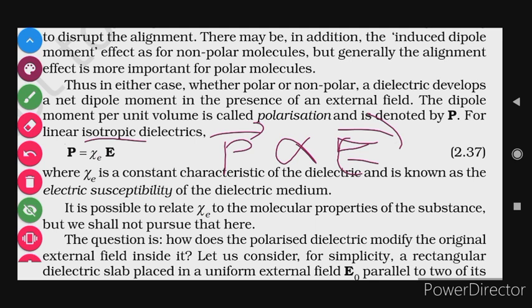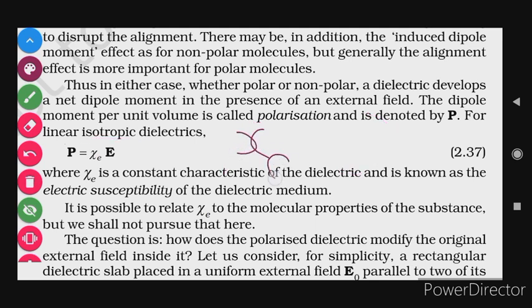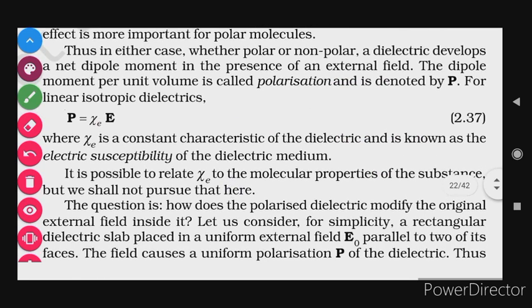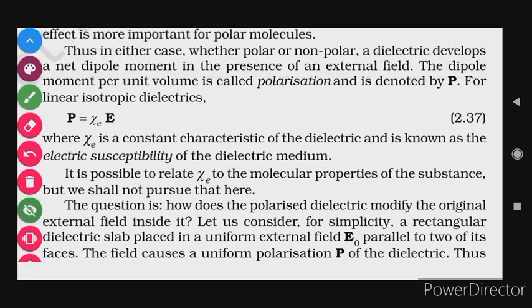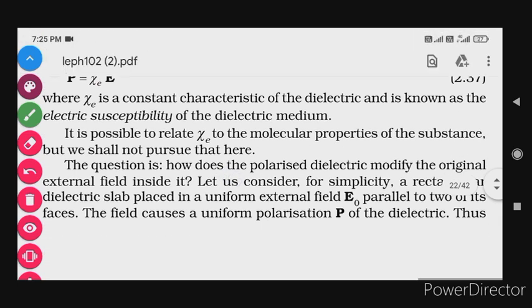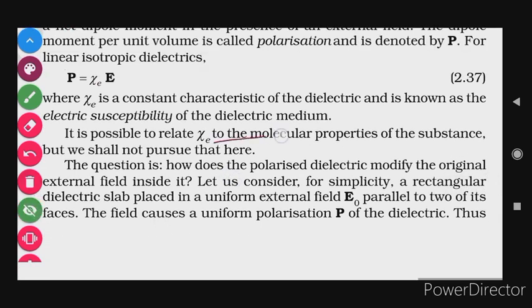We have a constant here, chi e, and chi is called electric susceptibility. So what is chi? Chi is P by E, that is, how much polarization there will be per unit electric field. That is called electric susceptibility. It is a property of the material, so a material having a high value of chi will have more polarization for the applied electric field. It is possible to relate chi to the molecular properties of the substance, but we shall not pursue that here.